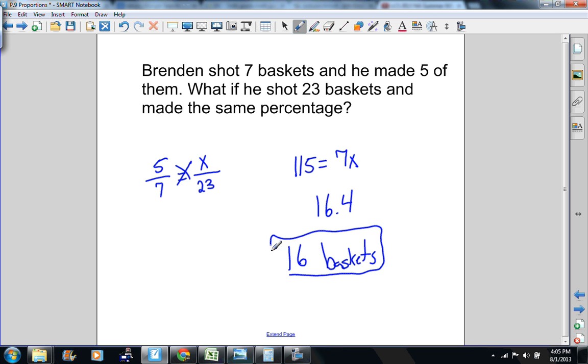Okay, if you set up your proportion incorrectly, you should have gotten a weird answer. You should have gotten, like 29 or something like that. Well, that wouldn't make sense because if you shot 23 baskets, you wouldn't make 29 or something like that. So it's really important in these story problems to think about, does this answer make sense? And shooting 23 baskets and making 16, that seems pretty realistic to me. So this answer is correct.